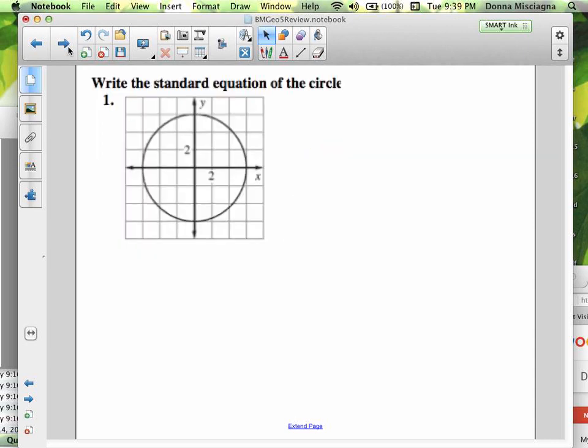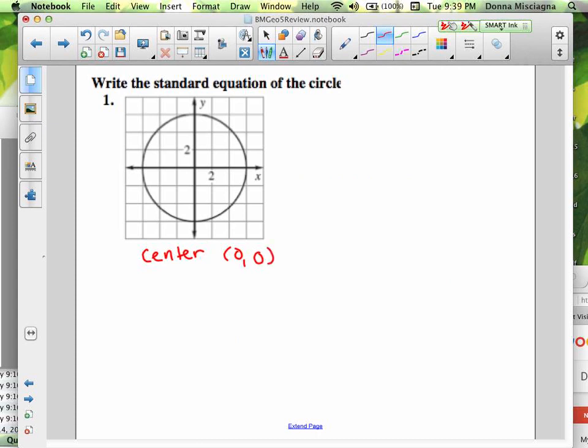Write the standard equation of the circle. All right, so we have to identify our center. The center of our circle is at (0, 0). We've got to identify the radius. Be careful: the scale is by 2, so 2, 4, 6. The radius is 6.